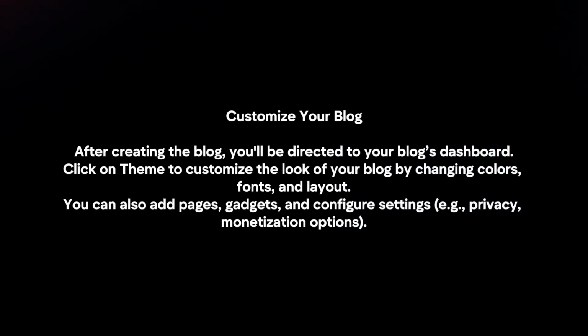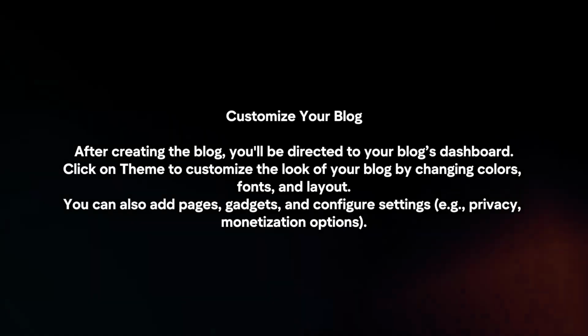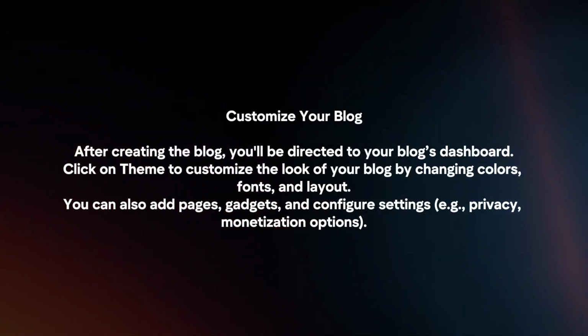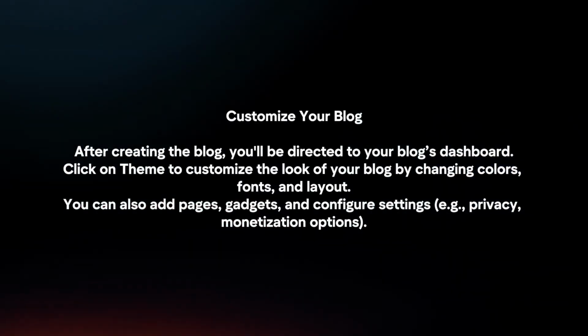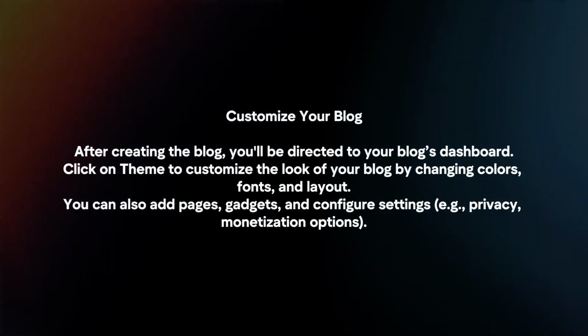Customize your blog. After creating the blog, you'll be directed to your blog's dashboard. Click on Theme to customize the look of your blog by changing colors, fonts, and layout. You can also add pages, gadgets, and configure settings. Start posting. Click on New Post to start creating and publishing your content.